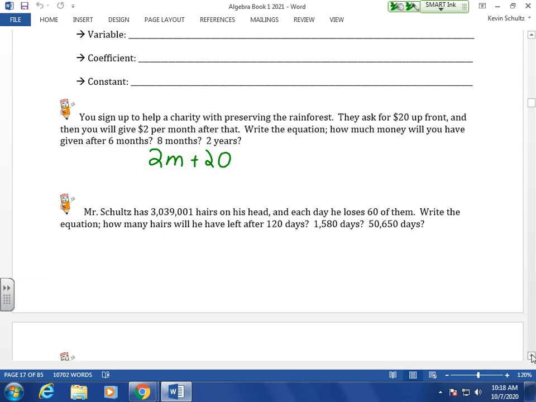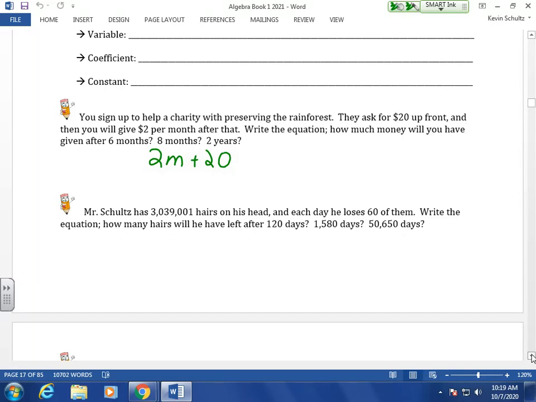Because it's up front, right? That part doesn't change whether you are a member for 6 months, 8 months, or 2 years. You still gave that $20 up front regardless of how long you end up contributing to the charity. That 2, and who knows what that 2 is called? We mentioned it yesterday. Blake? Very good. The coefficient tells us how many of the variable we have. Okay? Or the value that each m represents, right? 1 month is another $2 to the charity.